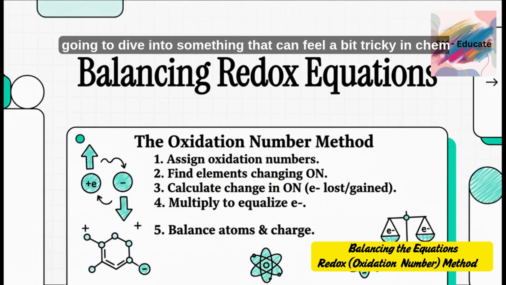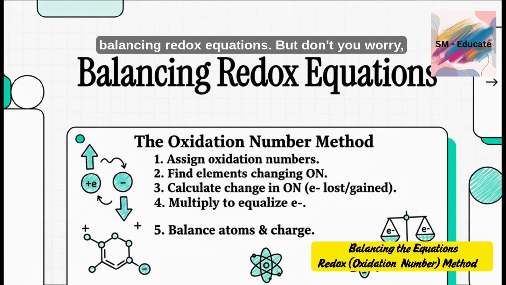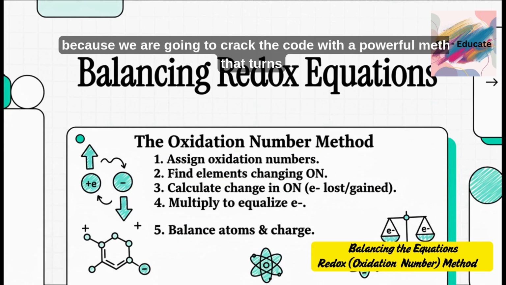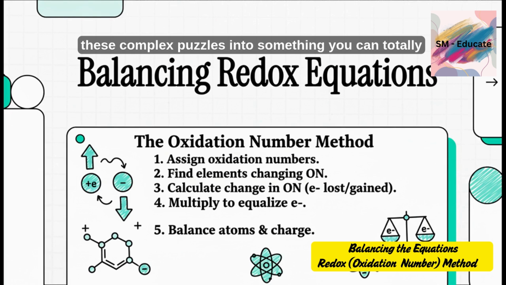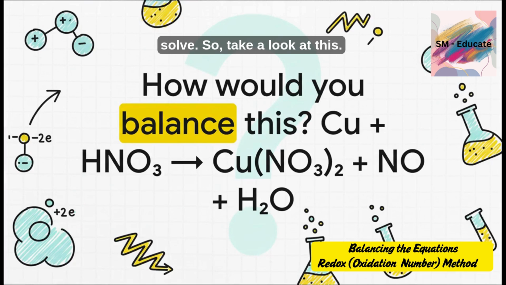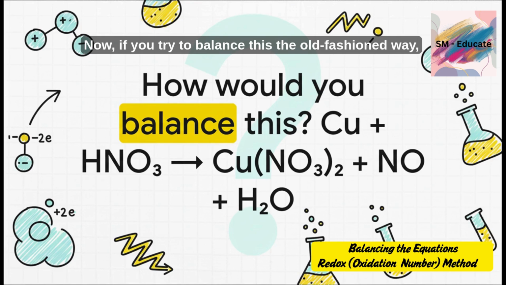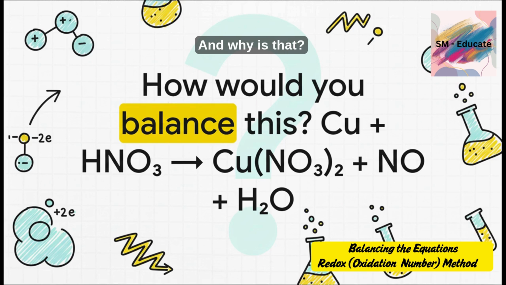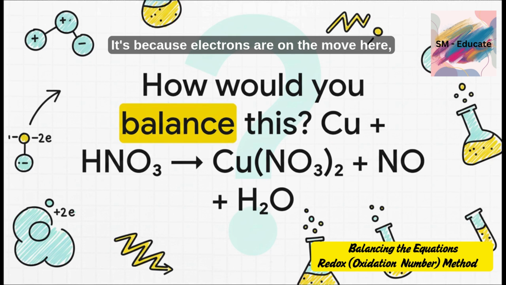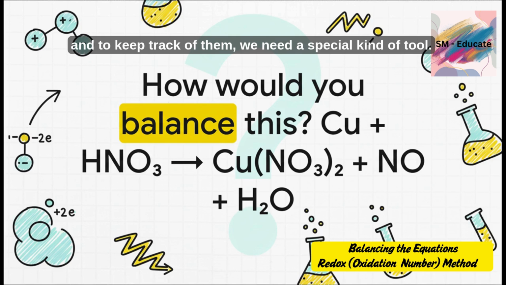We're going to dive into something that can feel a bit tricky in chemistry, balancing redox equations. But don't you worry, because we are going to crack the code with a powerful method that turns these complex puzzles into something you can totally solve. So take a look at this. We've got copper reacting with nitric acid. Now, if you try to balance this the old-fashioned way, just by counting atoms, well, you're going to find yourself going in circles pretty fast. And why is that? It's because electrons are on the move here, and to keep track of them, we need a special kind of tool.